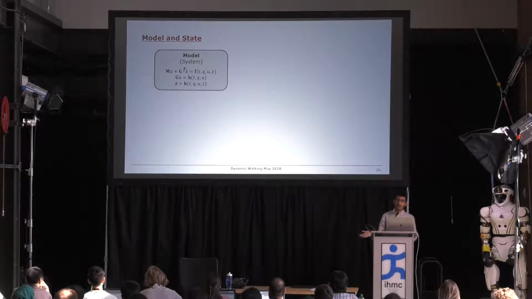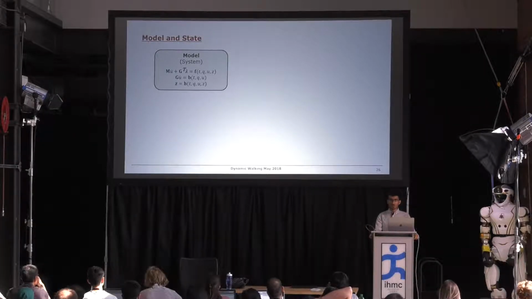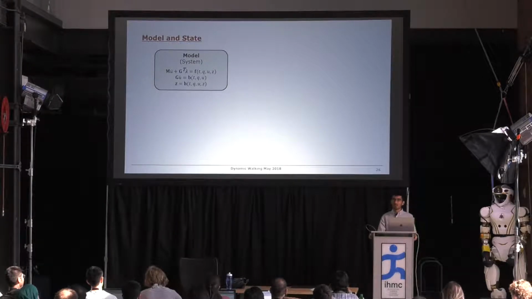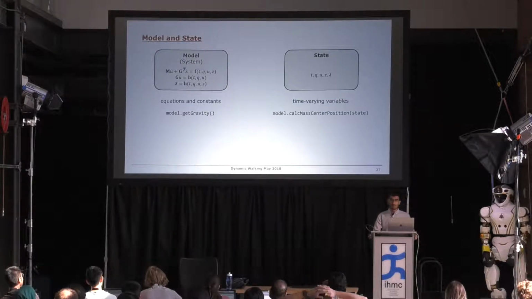So OpenSim turns that bag of components into a set of equations that define your system. So you can also think of a model as your equations of motion and the constant parameters of your system. The complementary object in OpenSim is a state, and the state contains the values of the variables in these equations and contains everything that's time varying.